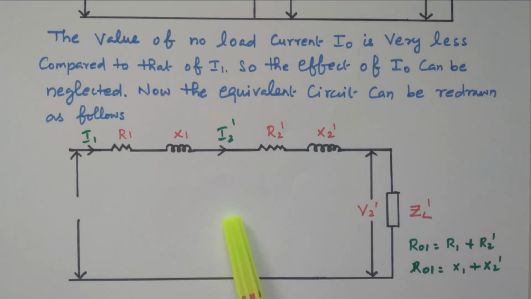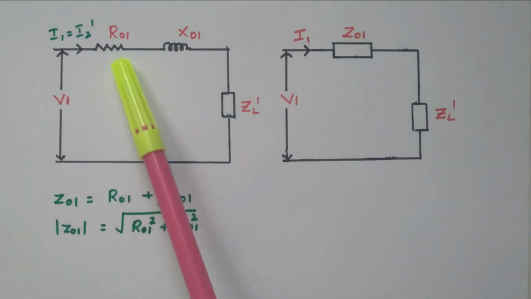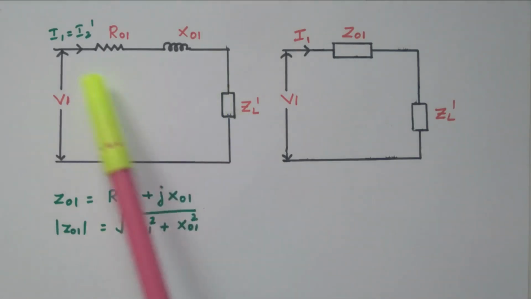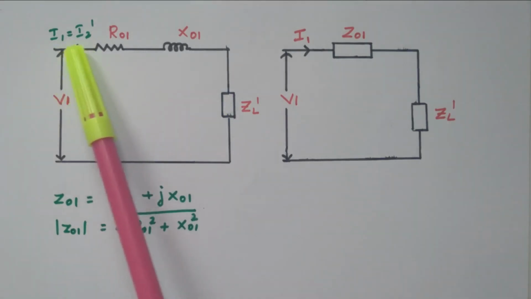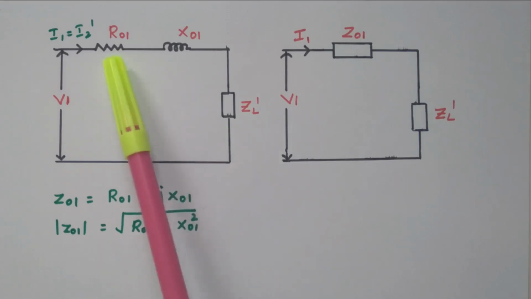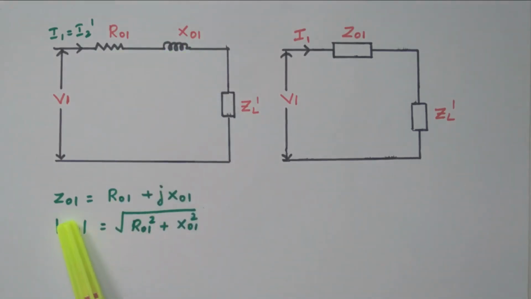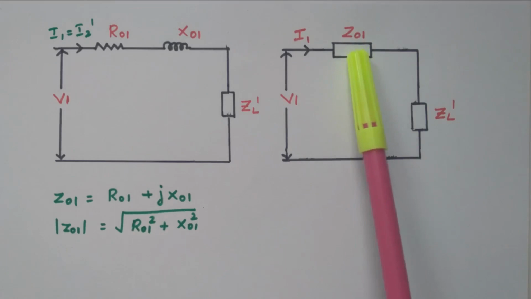Now we will see the further simplification of this circuit, so that we can write it as R01, X01. This current I1 equals I2 dash. This is V1 and ZL dash. This resistance R01 and reactance X01 together form the impedance Z01, where the modulus of Z01 equals the square root of R01 square plus X01 square. So that we can write Z01.